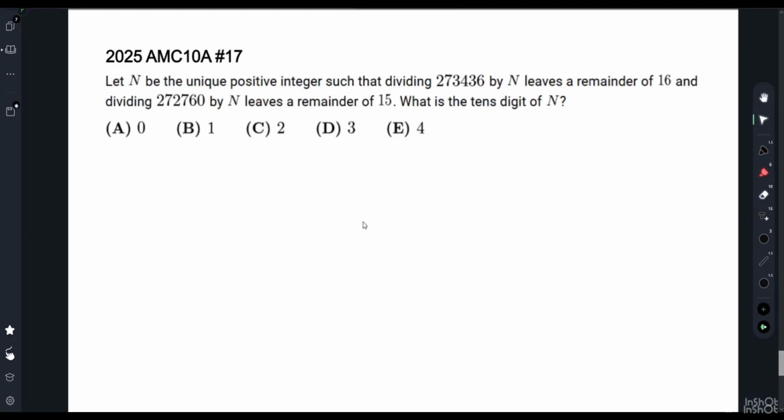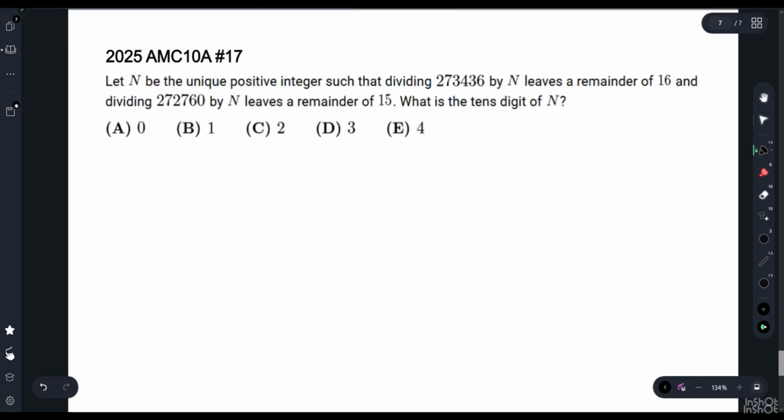Hello guys, today I'll be going over the 2025 AMC10A Problem 17. So let n be the unique positive integer such that dividing 273,436 by n leaves a remainder of 16, and dividing 272,760 by n leaves a remainder of 15. What is the tens digit of n?